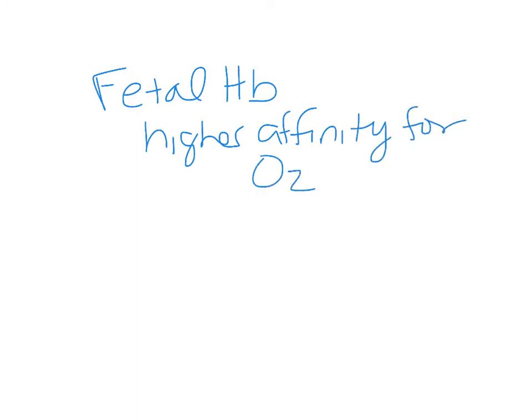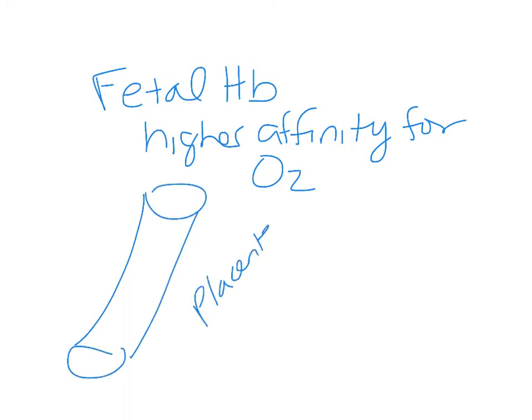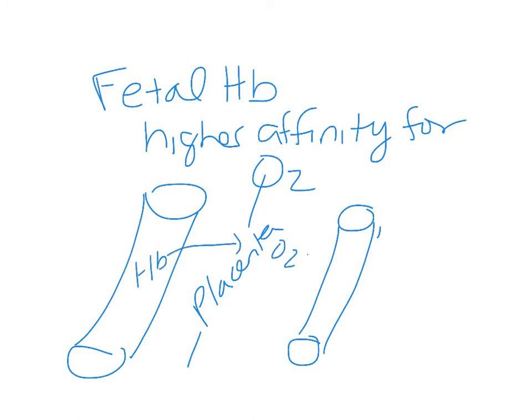Right? So that's why when mom's blood is passing by that placenta, even if mom's blood needs that oxygen, the hemoglobin is going to release oxygen so that the fetal hemoglobin can hang on to the oxygen and carry it to the baby, to the fetus. It just has a higher affinity, and it allows the oxygen to cross over that placenta.